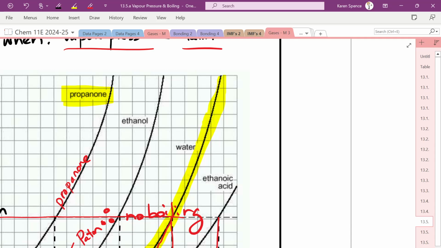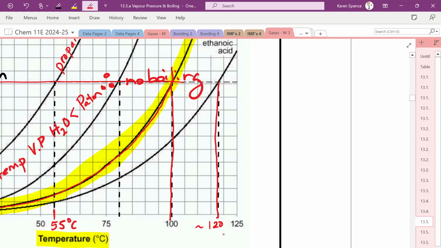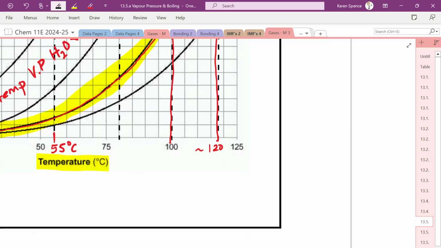Do you guys agree with her? She said ethanoic acid. Do you agree? Yes, because ethanoic acid has the highest boiling point, which means it requires the most energy to break those bonds. What kinds of intermolecular forces would you find in ethanoic acid? First of all, what would ethanoic acid look like?